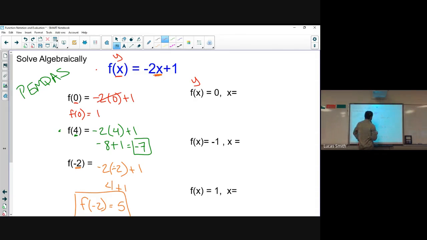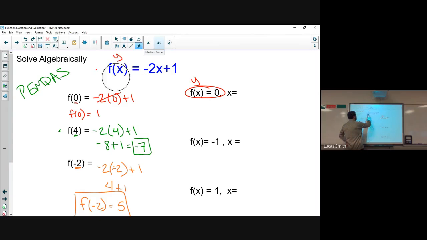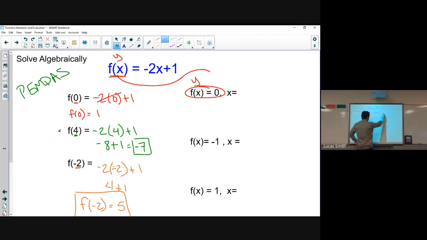This is set f of x equals 0, also known as y equals 0. And remember, if I'm told x equals 0, all I need to do is take x and swap it out for 0. It's the same thing here: I'm going to take my equation and say f of x equals 0, so I switch them and say 0.